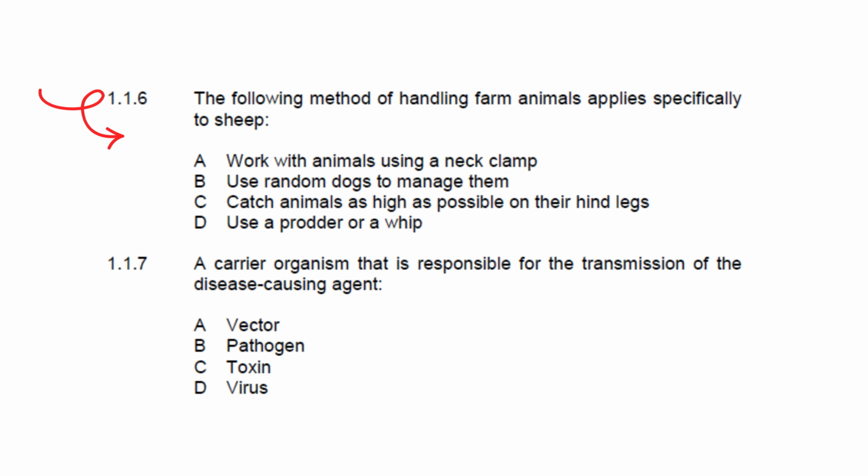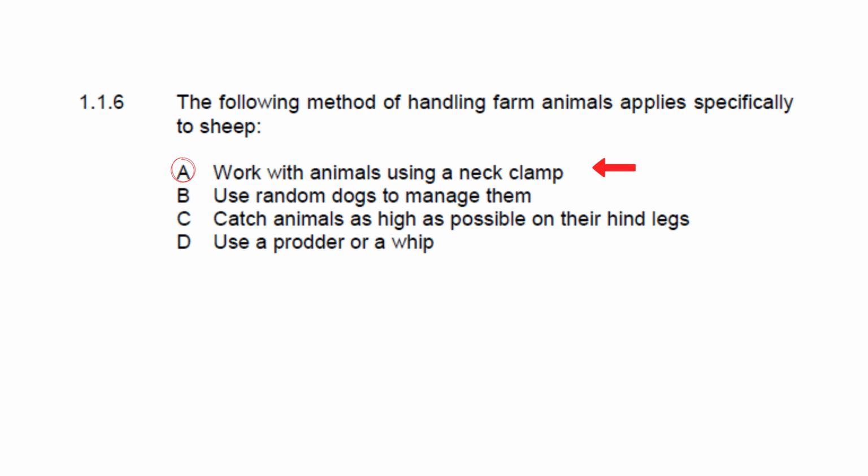So sheep are best restrained using neck clamps so that you avoid injury. Guys, using dogs or the prodder will just cause stress, it will just harm them. So please don't go for those options. The only option that makes sense here is a neck clamp. So the correct answer there is A.